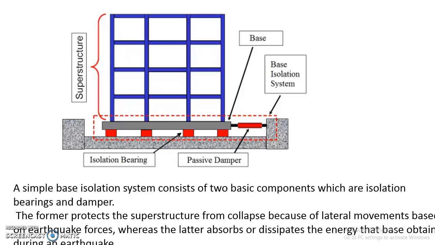In this system, the bearing is used to detach the structure from the base, whereas if 100% decoupling of the structure from the base is not possible, then we have passive dampers which will dissipate the energy of the base before it is transmitted to the superstructure. That means in both cases, the effect of the seismic waves or the earthquake forces is reduced.